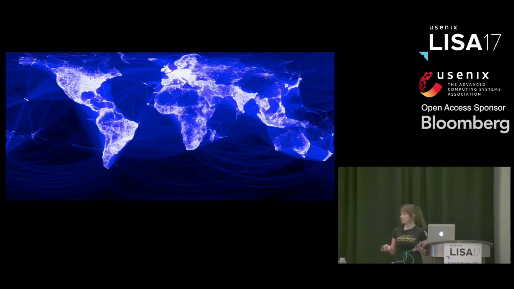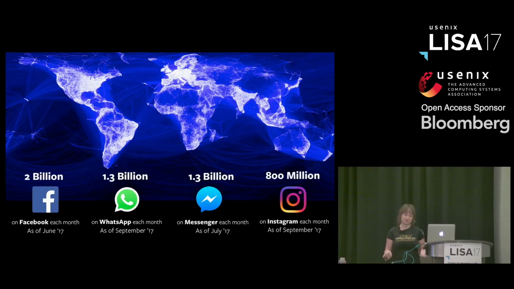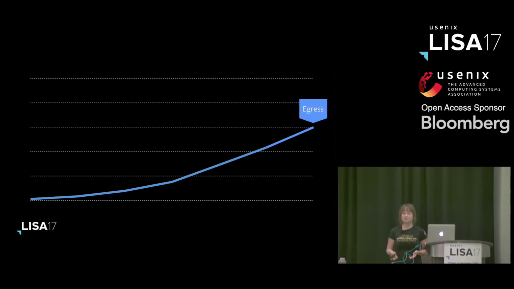So to begin with, if we're going to talk about networks, we may as well talk about the social network. Facebook has a lot of users on a lot of different platforms. And a lot of users in a lot of platforms means a lot of traffic. And in general, when people discuss networking and traffic, they're talking about egress, the number of bytes that leave your network and go out into the wider internet.